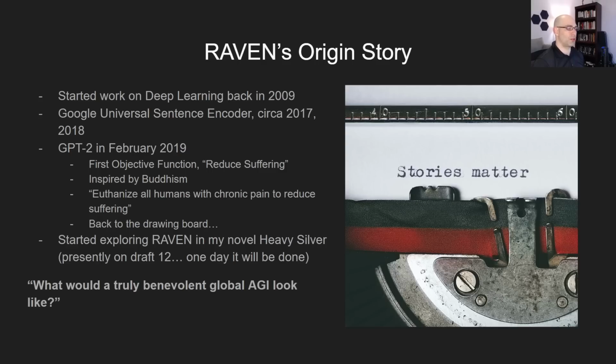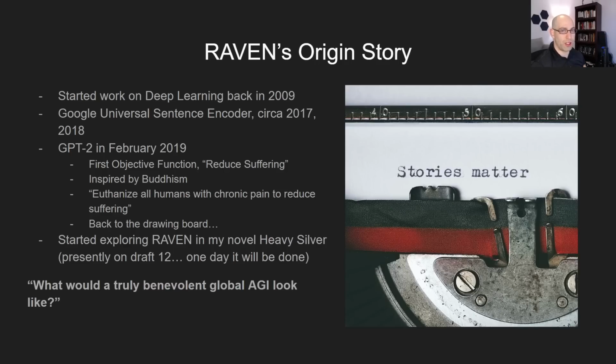Okay, so all that being said, where did this start? What is Raven's origin story? So I started working on what we now call deep learning back in about 2009. I was coding deep neural networks in C++ and had no idea what I was doing. Fast forward a few years, and we started looking at Word2Vec and things like that. And Google's Universal Sentence Encoder came out in 2017 or 2018. I can't remember which. And I knew immediately this changes everything because you can represent arbitrary semantic meaning with a series of numbers, meaning that you have the ability to universally translate between math and language.